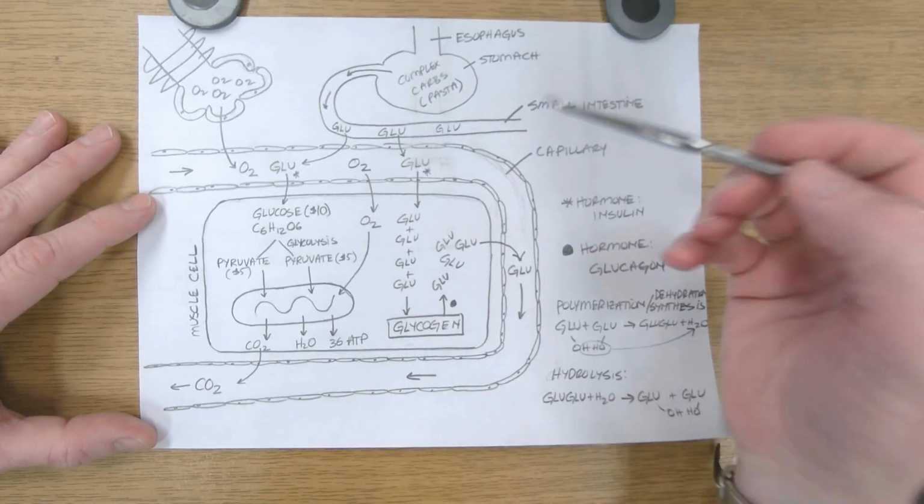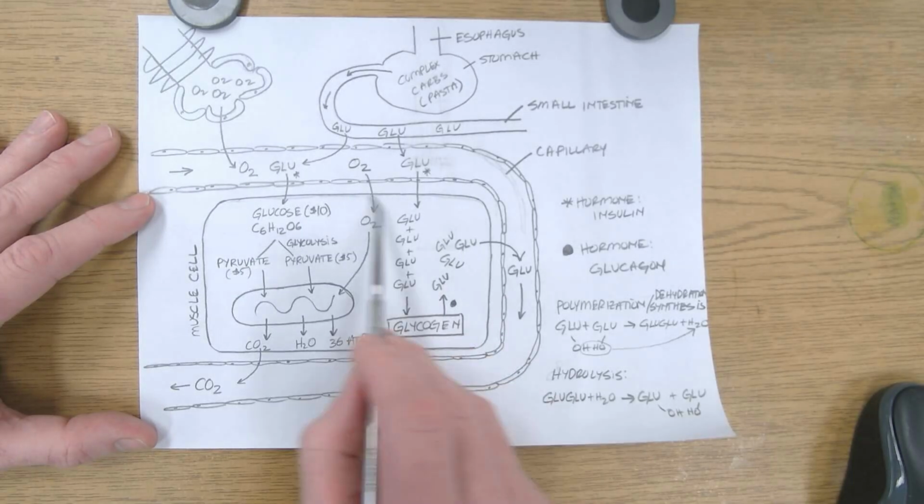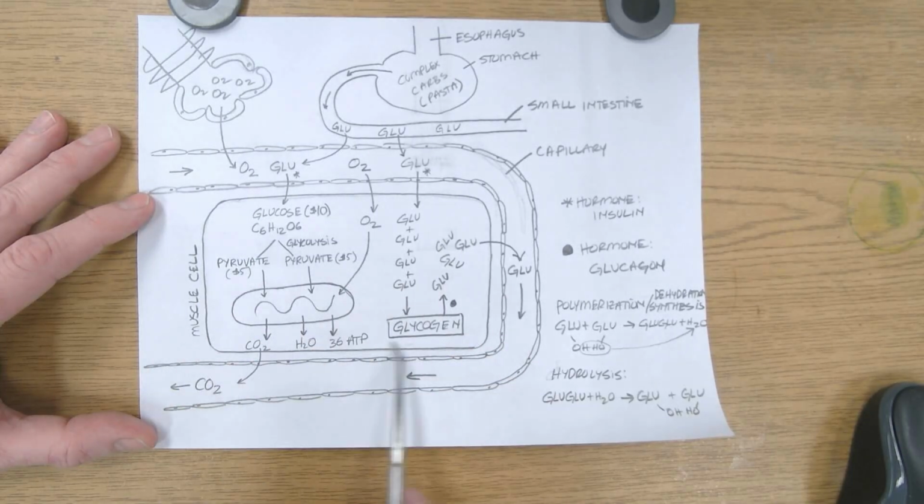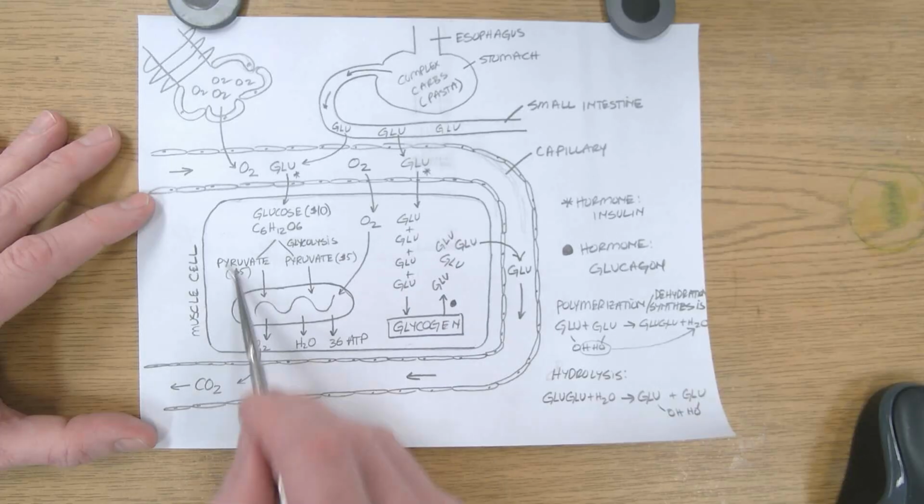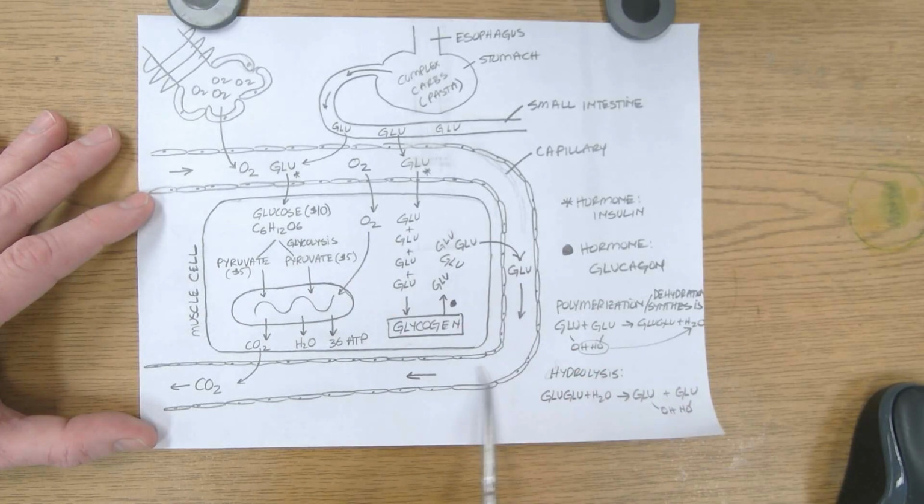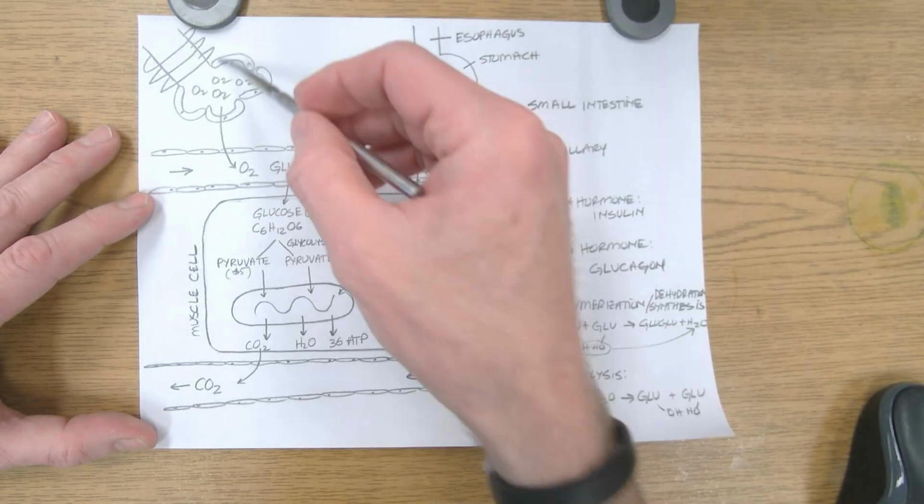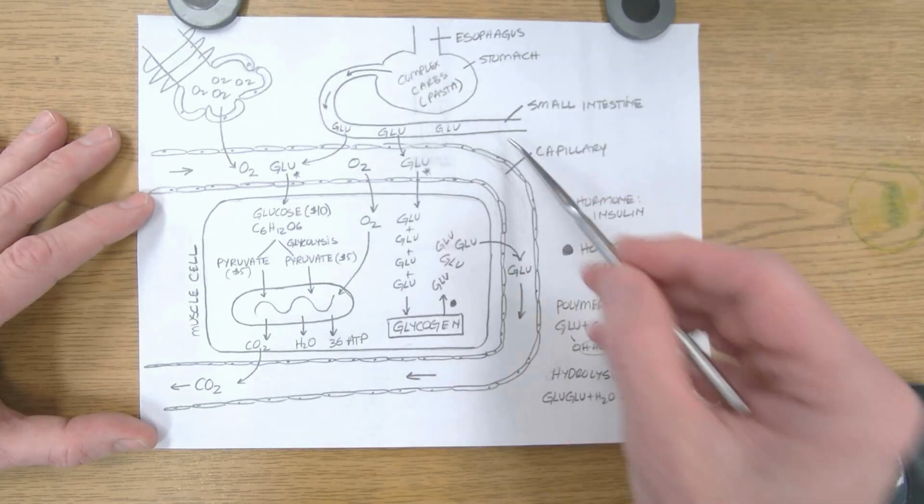Okay, so let's do a little bit of orientation with this diagram. It looks fairly complex. So in this rectangle here, this is a muscle cell. Okay, the muscle cell is surrounded by a capillary, the smallest blood vessel in the body. Feeding into the capillary is the respiratory system and the digestive system.